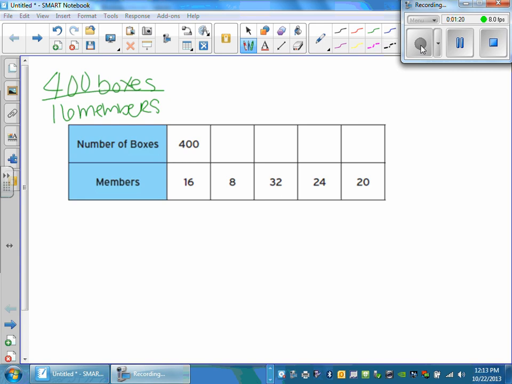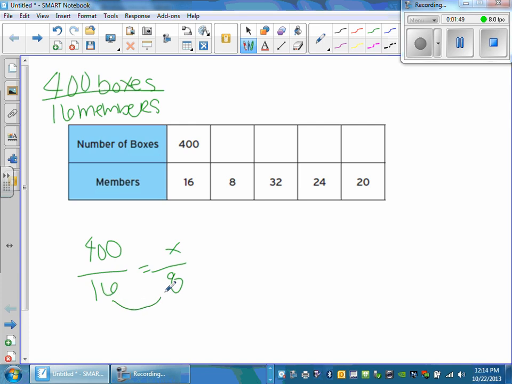You should have found that the relationship is a rate because the units are different. We are comparing boxes to number of members. Part B asks us to complete the table. We can pretend that the table is set up as a bunch of proportions. So 400 over 16 is equal to x over 8. And we can just scale up or down to find the missing answer.